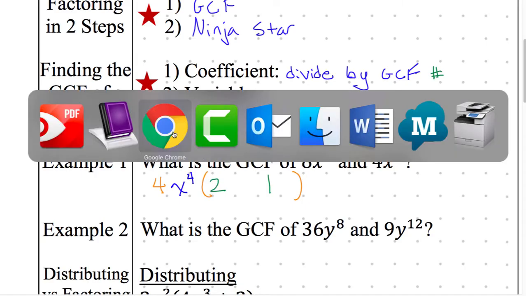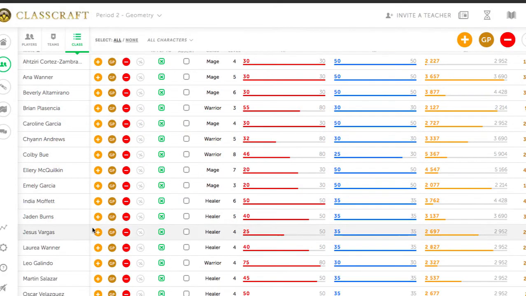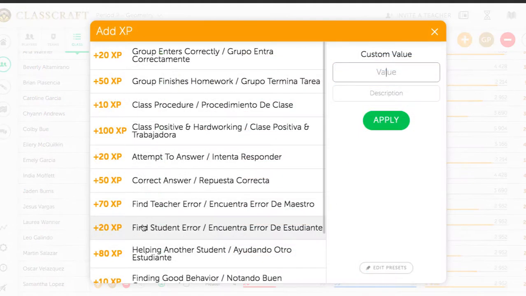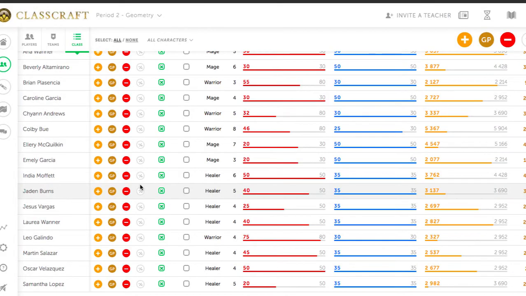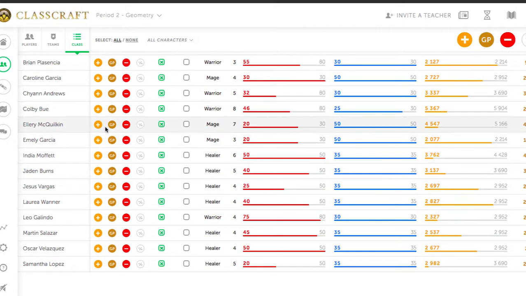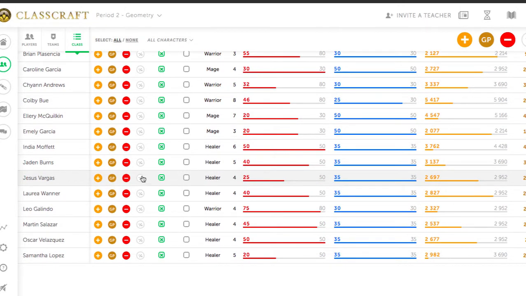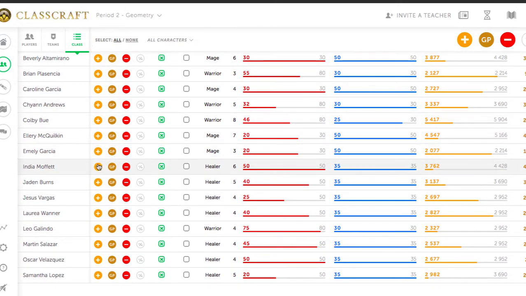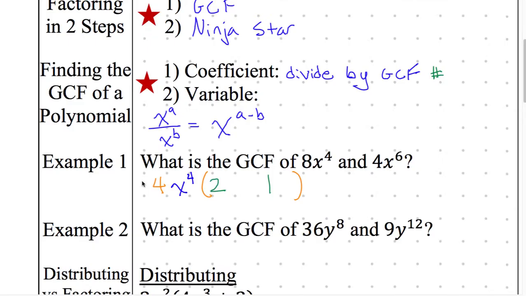So let me come back here, give Sam XP. Oh man, I've not been keeping track of this very well. So I forgot Sam, I forgot Colby, forgot Leo. I don't think Leo's gone yet. And I think India won again. I went twice. Okay, India 1 and 2.